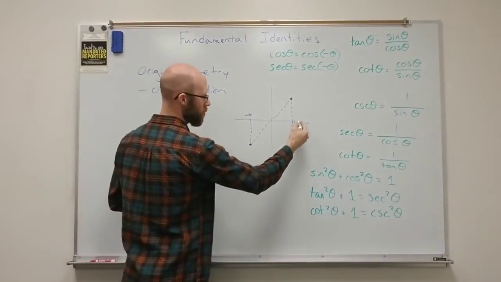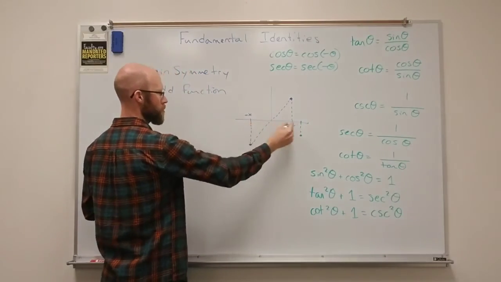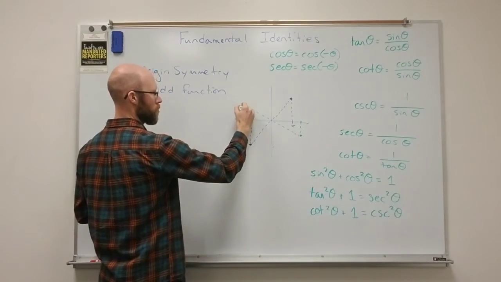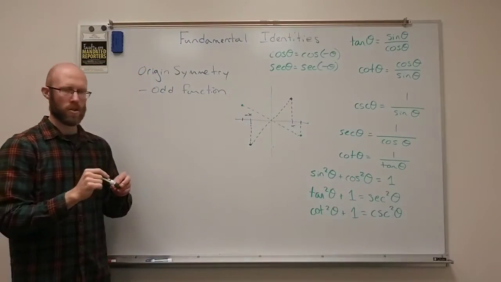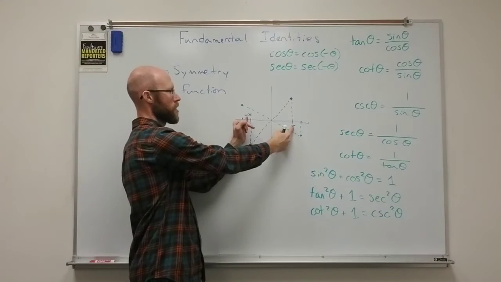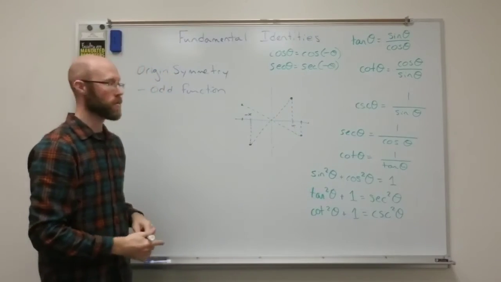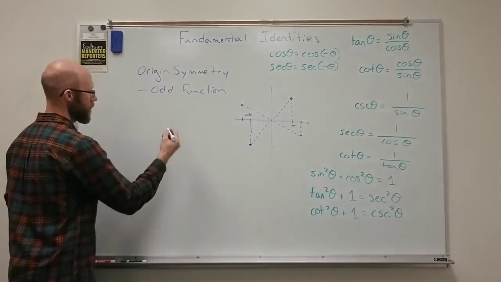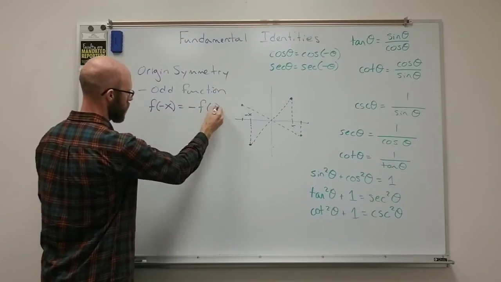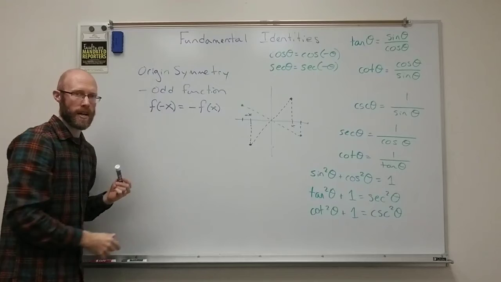Or if I put this point in and it gives me an output over here, then the opposite input would give me a point reflected through the origin right there, okay? So reflections through the origin. Basically, if you put in positive x versus negative x, the opposite inputs result in opposite sign outputs, okay? So we would say that f of negative x is equal to negative f of x, right? So if I have opposite sign inputs, it results in opposite sign outputs.